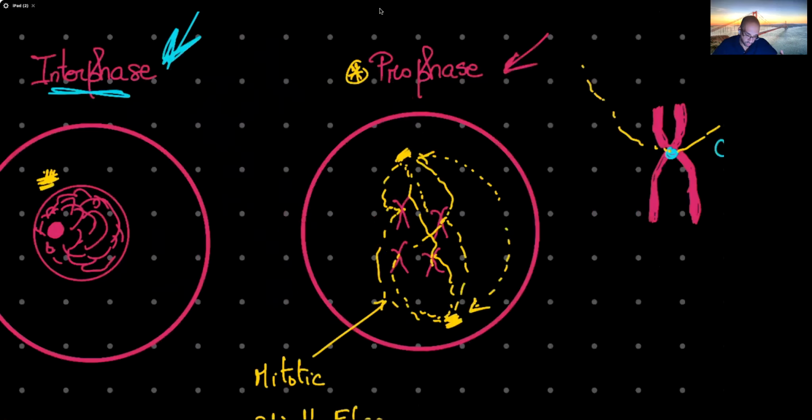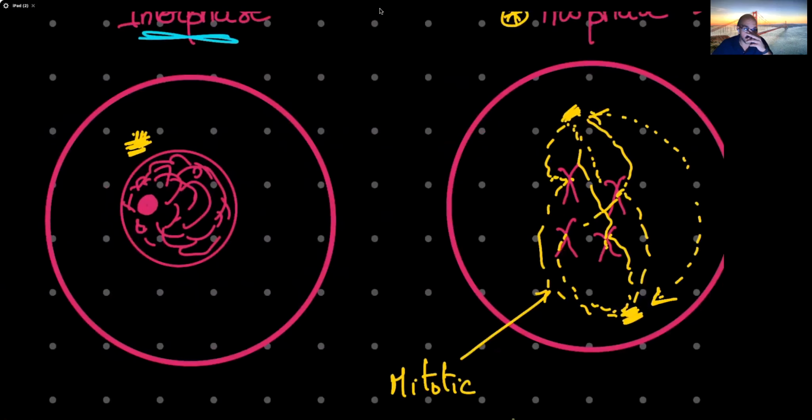So the cell during interphase, this is how it's going to look. The DNA is going to be in chromatin form. You're going to have a nuclear membrane for the nucleus. You're going to have the nucleolus, and you're going to have two sets of microtubules. Those are the centrioles forming the centrosome.